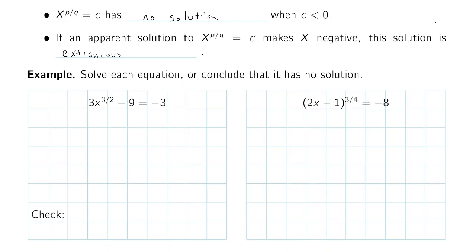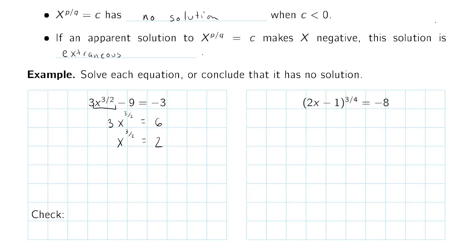So here are a couple of examples. In this example, we have x to the 3/2, and it's not isolated. So the first thing we need to do is to isolate our x to the 3/2. We'll add 9 to both sides. 3 times x to the 3/2 equals 6. We'll divide both sides by 3. x to the 3/2 is 2.